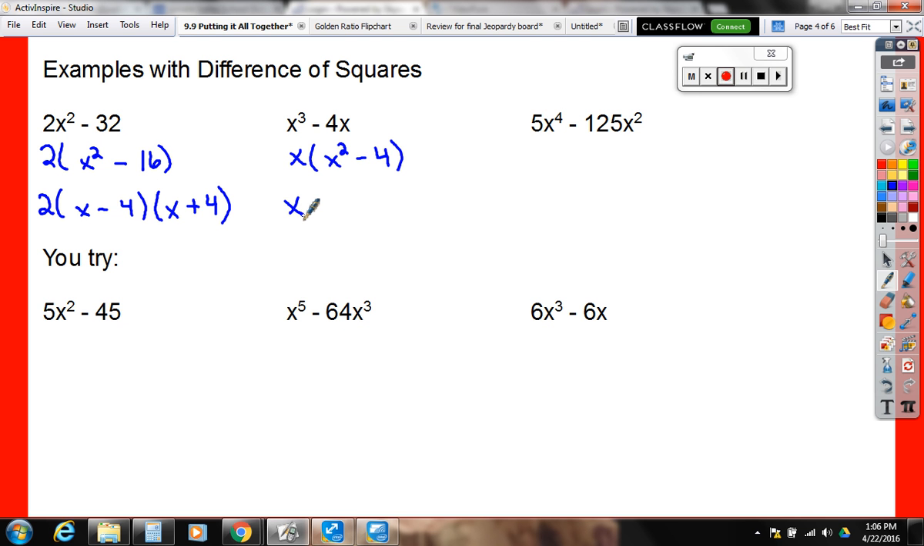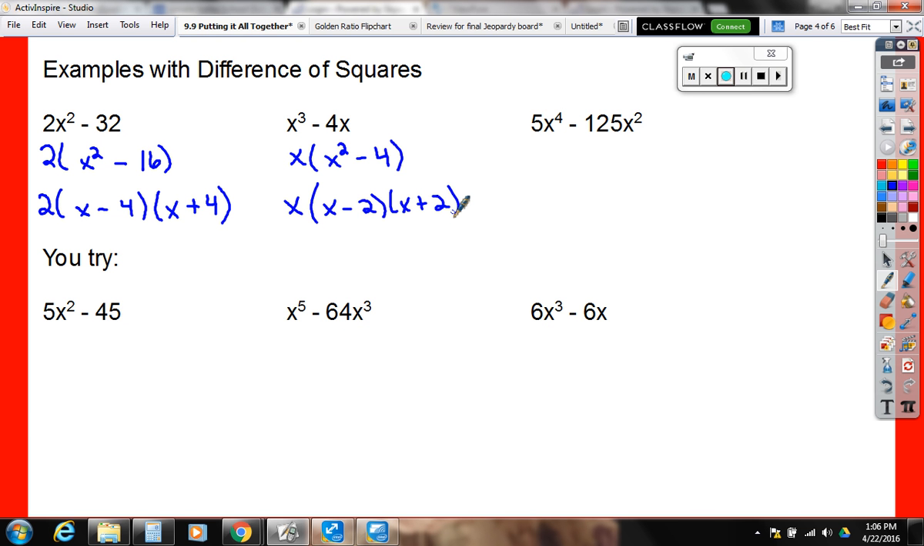I'm going to bring down my x. What does x squared minus 4 factor into? x minus 2, x plus 2. Good. Difference of squares always have different signs.